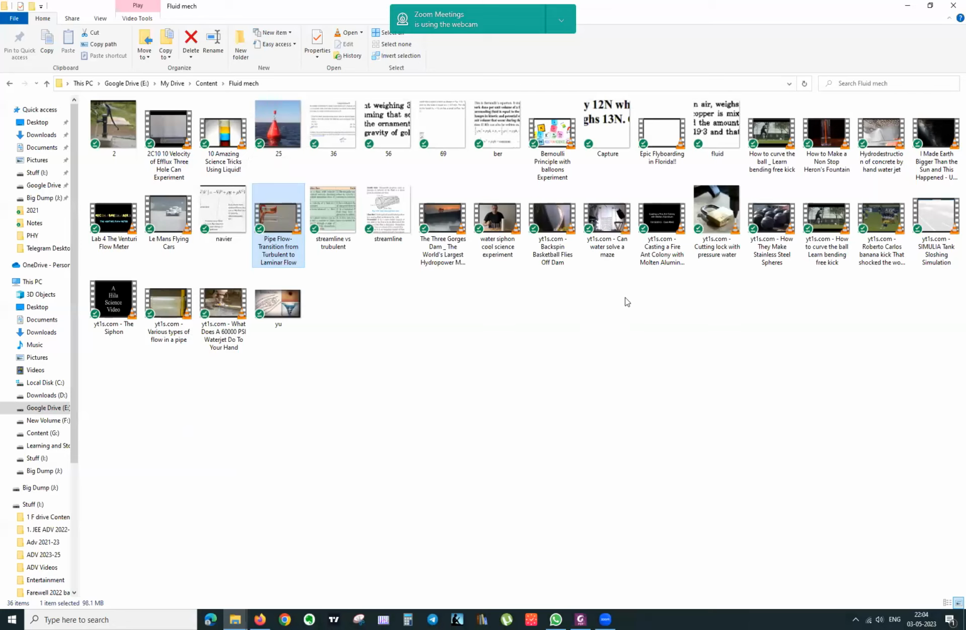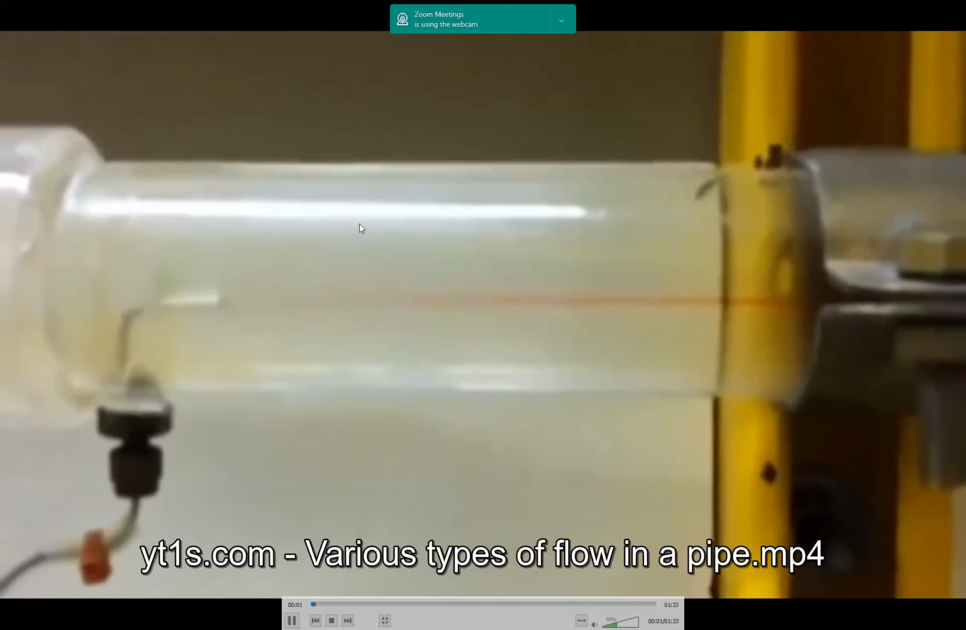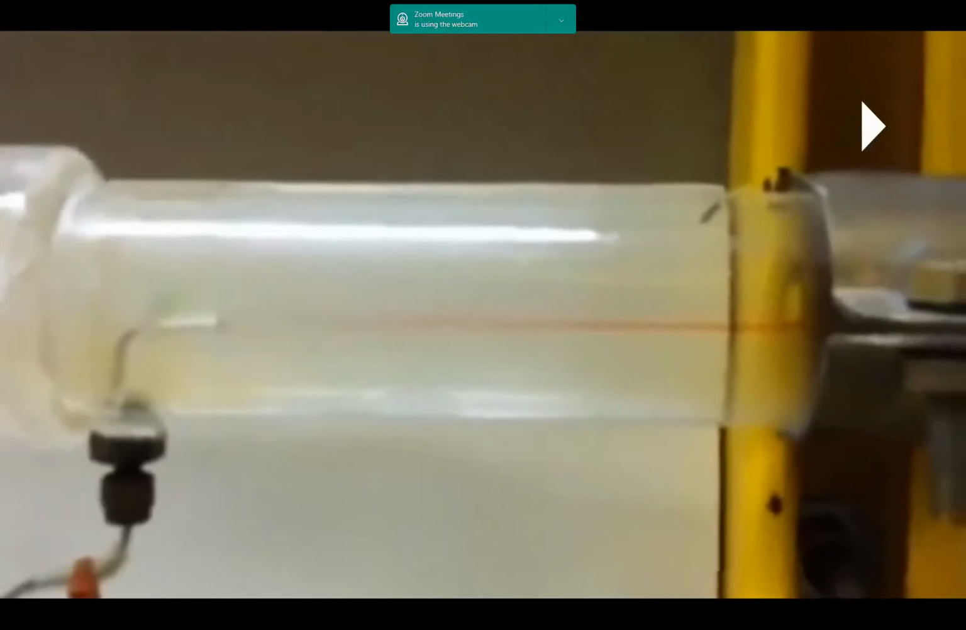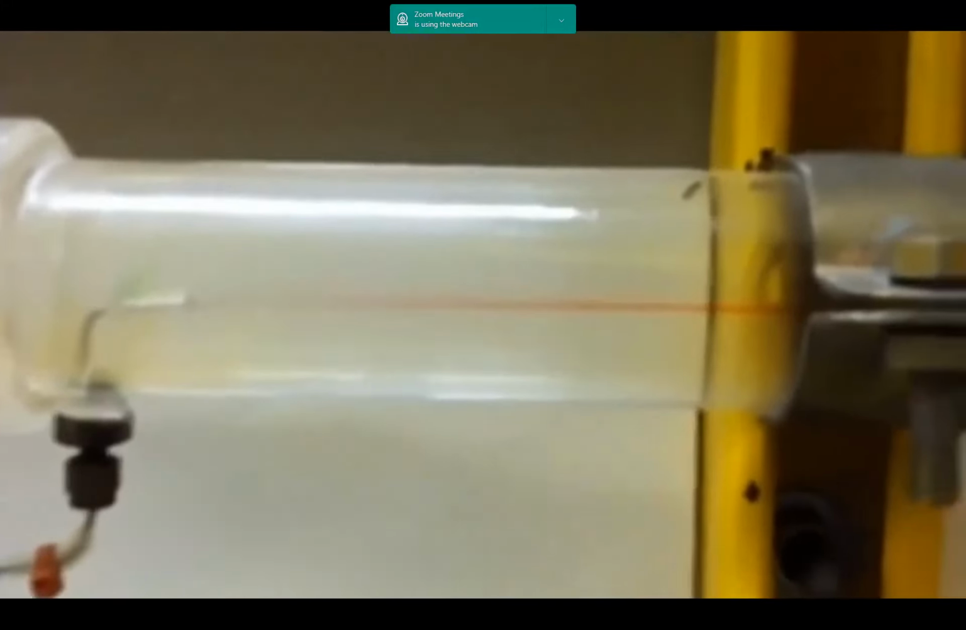And that is one. And there is something interesting I saw recently. I think this is one more that I'll show you. See, this is how they release ink inside. You saw on the left hand side, there's a small nozzle kind of thing. So the ink is being released from there. You can see the streamline.